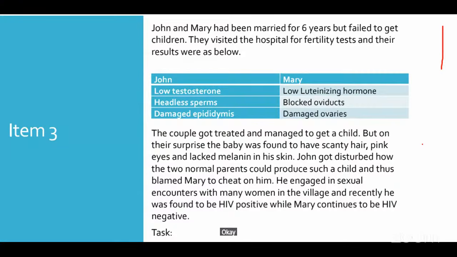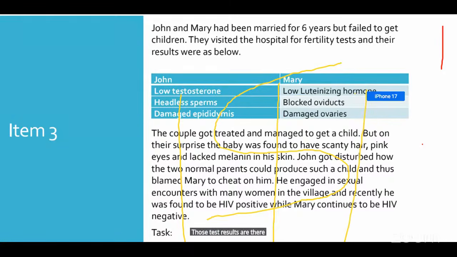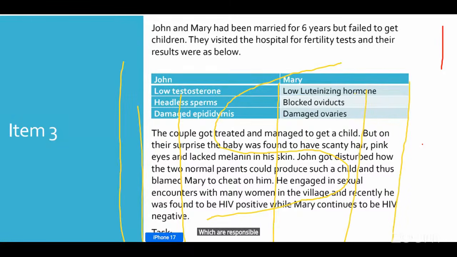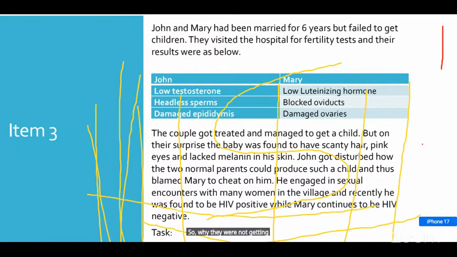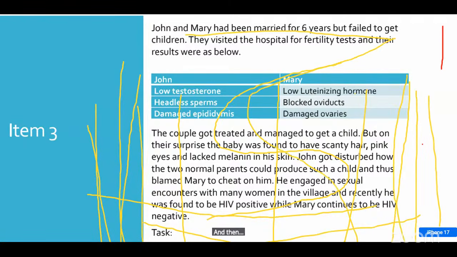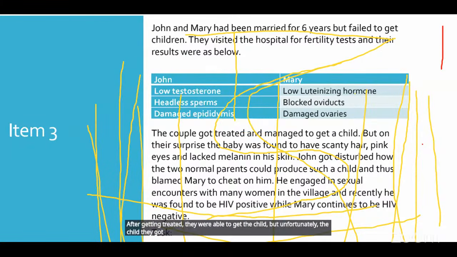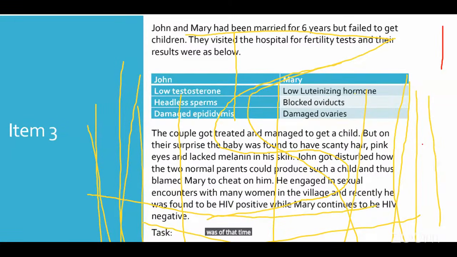Okay, so thank you for that. So meaning that we have those test results up there, which are responsible for why they were not getting the child. And then after getting treated, they were able to get the child, but unfortunately the child they got was of that type as described there.